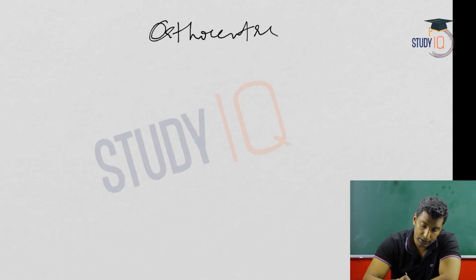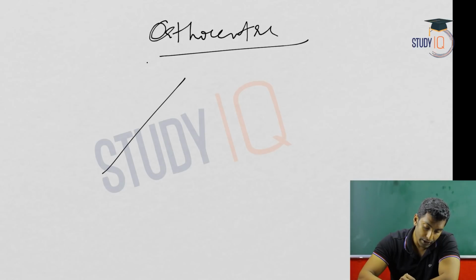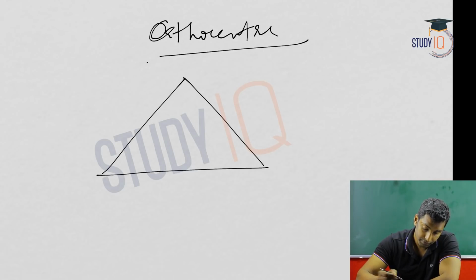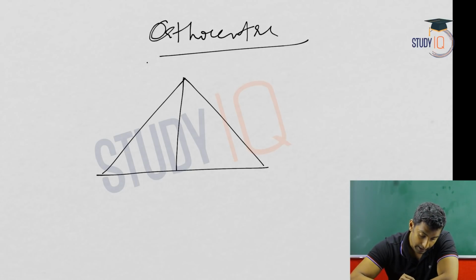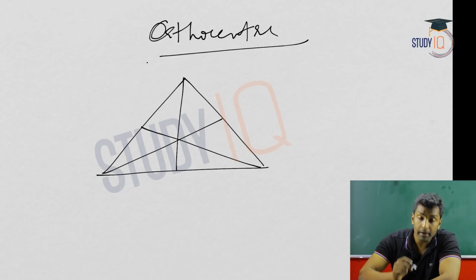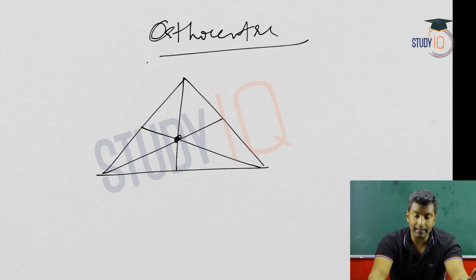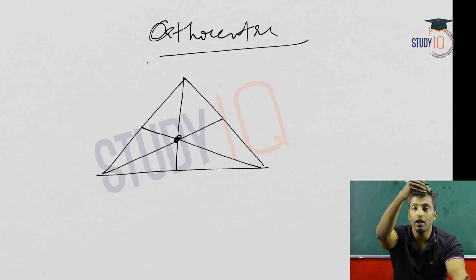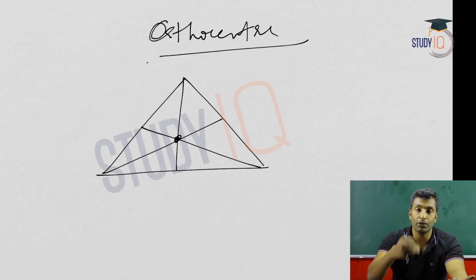So orthocenter. So you have a triangle, okay? You drop this, okay, like this and like this. Now here, this intersection is your orthocenter, right? Now you may think, what is the difference between centroid and orthocenter then? I have dropped one from the vertex in the previous case also, in this case also.